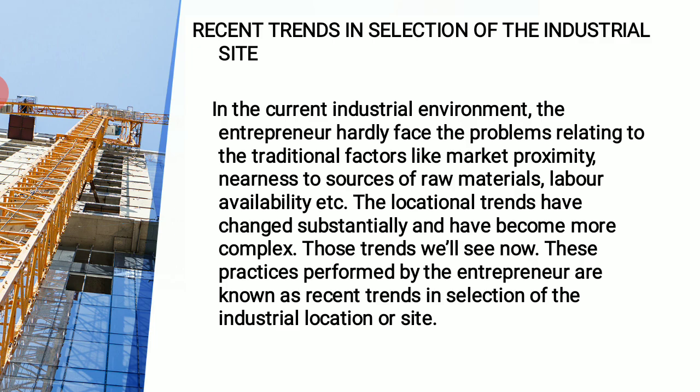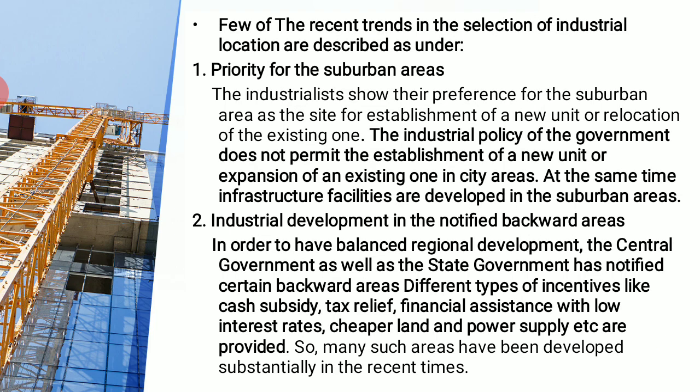These practices performed by the entrepreneur are known as recent trends in the selection of industrial location or site. Here we are going to check out 5 or 6 such trends. After studying them, and after taking into consideration what type of industry you are going to have, what type of product you have, and what factors you are going to consider, out of the available recent trends we can select any one of them, right? And that is what is said to be the recent trends, or what is in vogue.